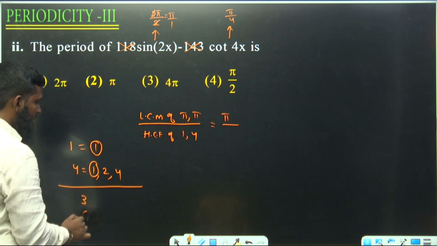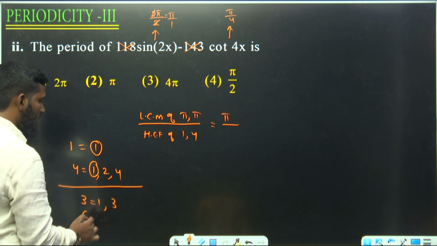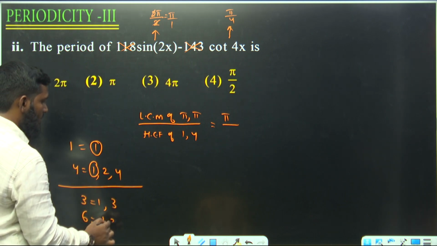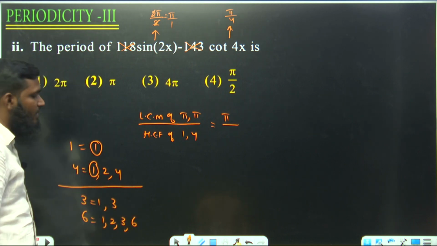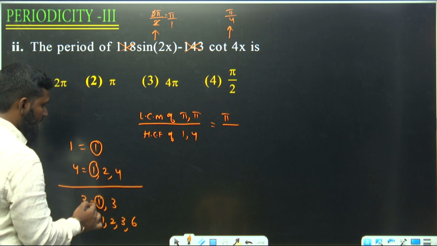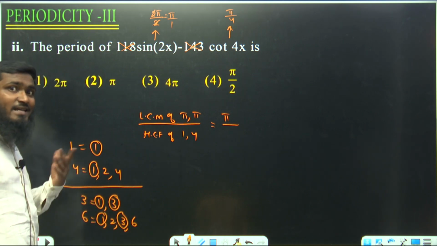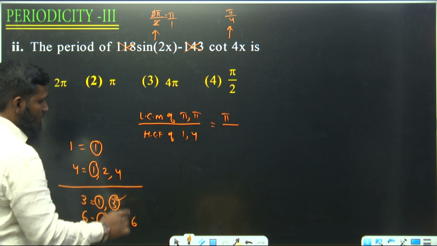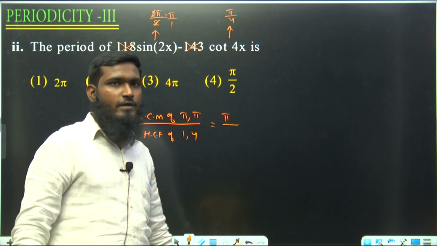Okay, let us take one more example over here. Suppose we are taking 3 and 6. 3 goes in 1 table and 3 table. 6 goes in 1 table, 2 table, 3 table and 6 table. So what are the common factors we are having? 1 we are having, as well as 3 is also a common factor. But what is the highest common factor? 3. So the HCF of 3 and 6 is 3. Like that you have to find the HCF.